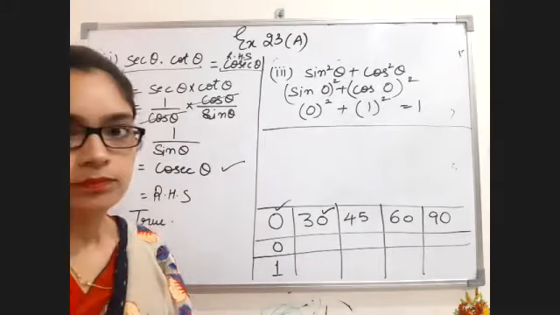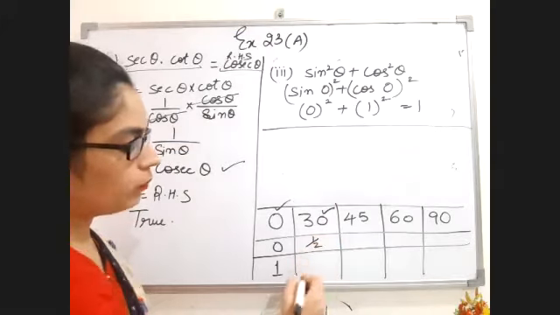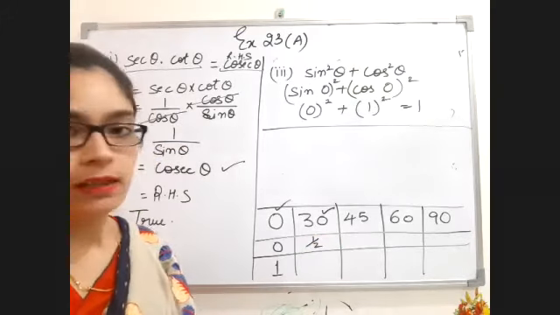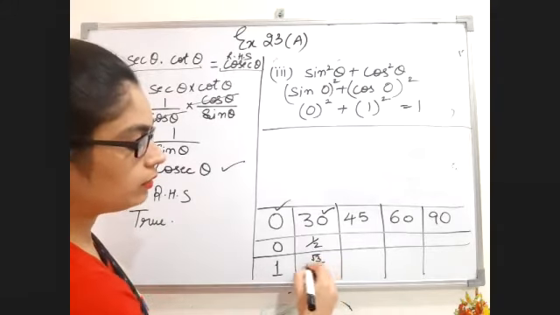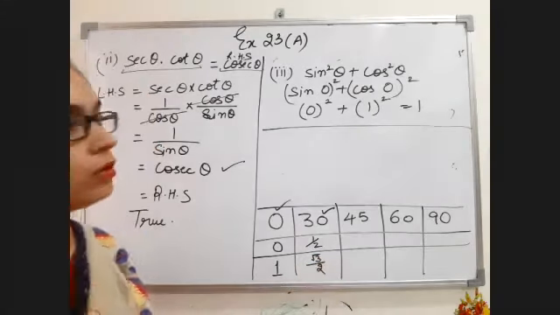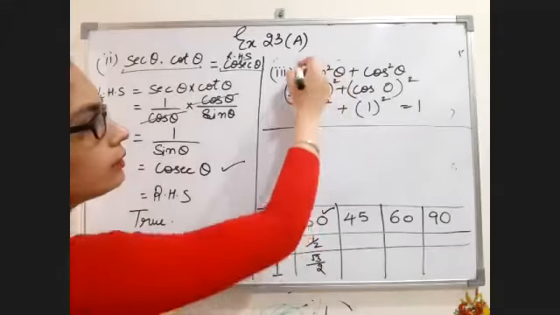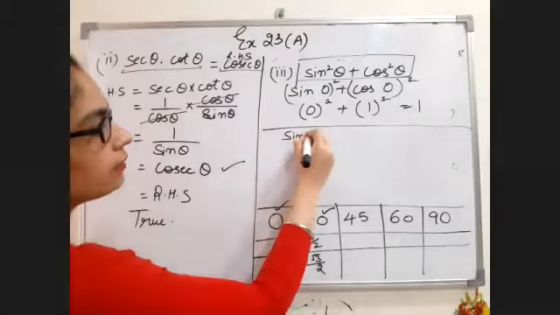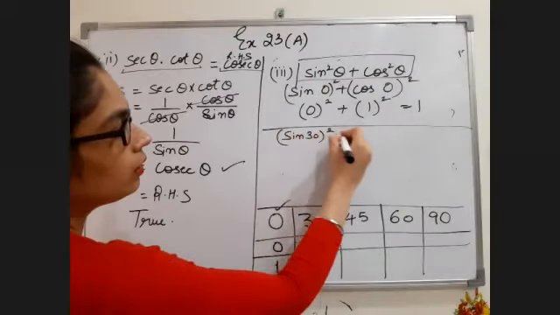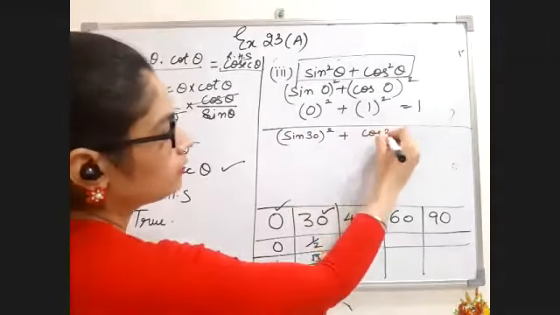What is the value of sine 30, cos 30? Root 3 by 2. So let's substitute. In this only we have to substitute. Angle is 30 degrees. So sine 30, I will just write whole square. Cos 30, it's whole square.